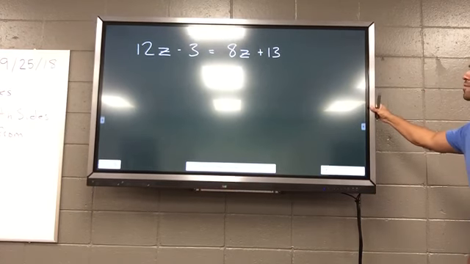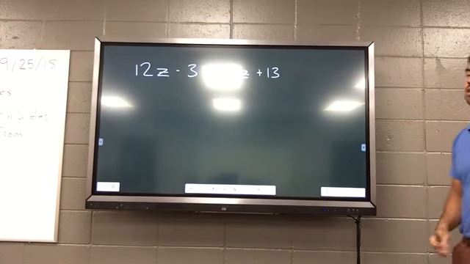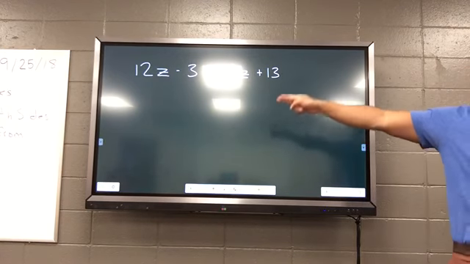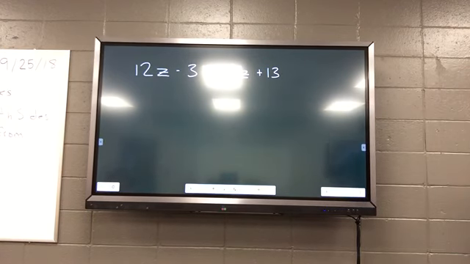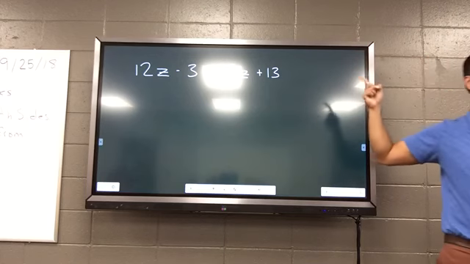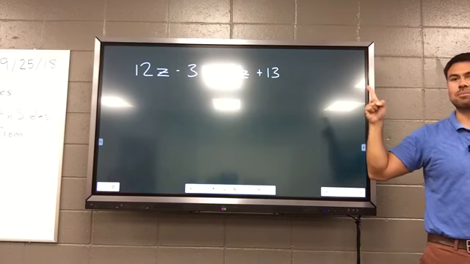All right, here we have 12z minus 3 equals 8z plus 13. All right, here are the 4 steps. I'm going to run through them every time just so you guys get familiarized with them. What's my first step? Eliminate parentheses. Do I have any parentheses? I'm done with step number 1.